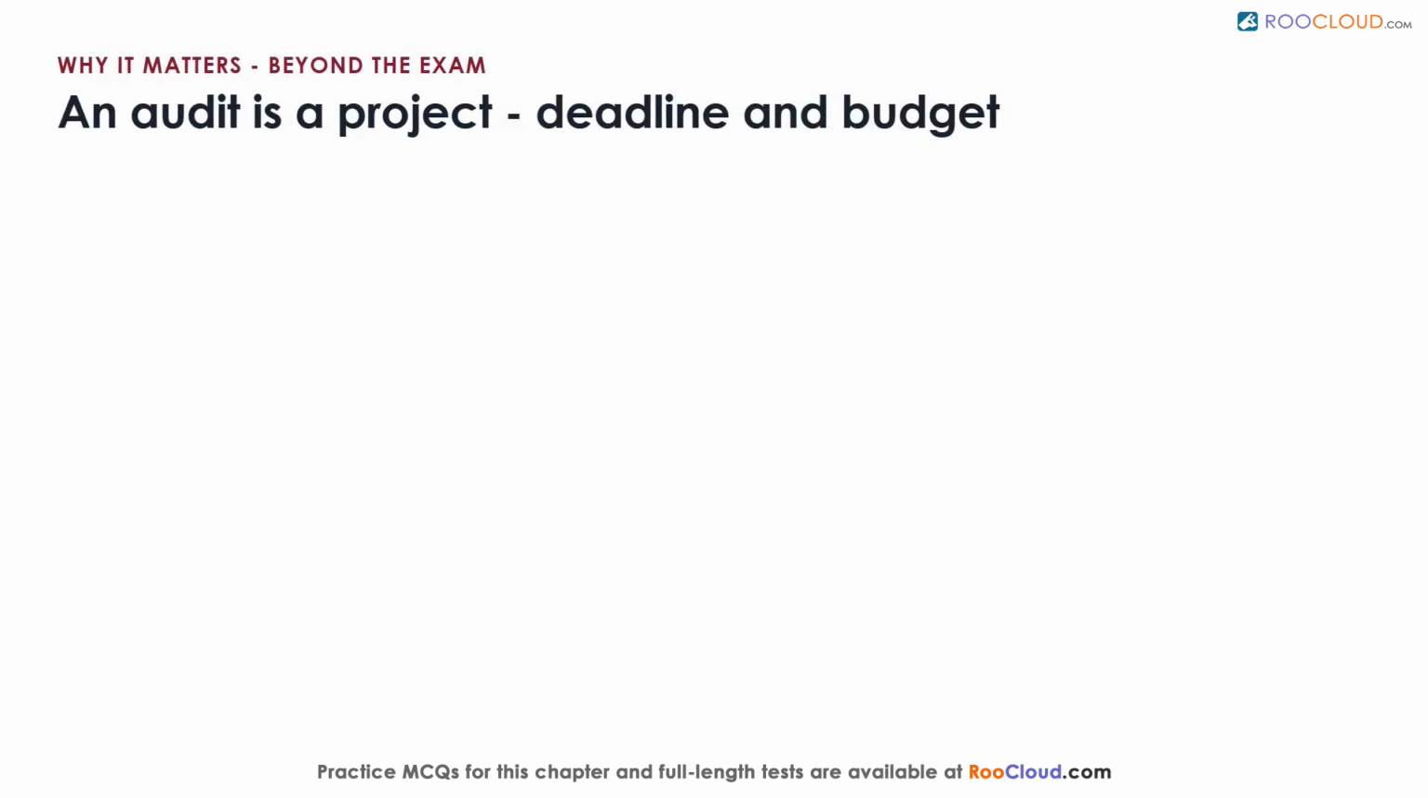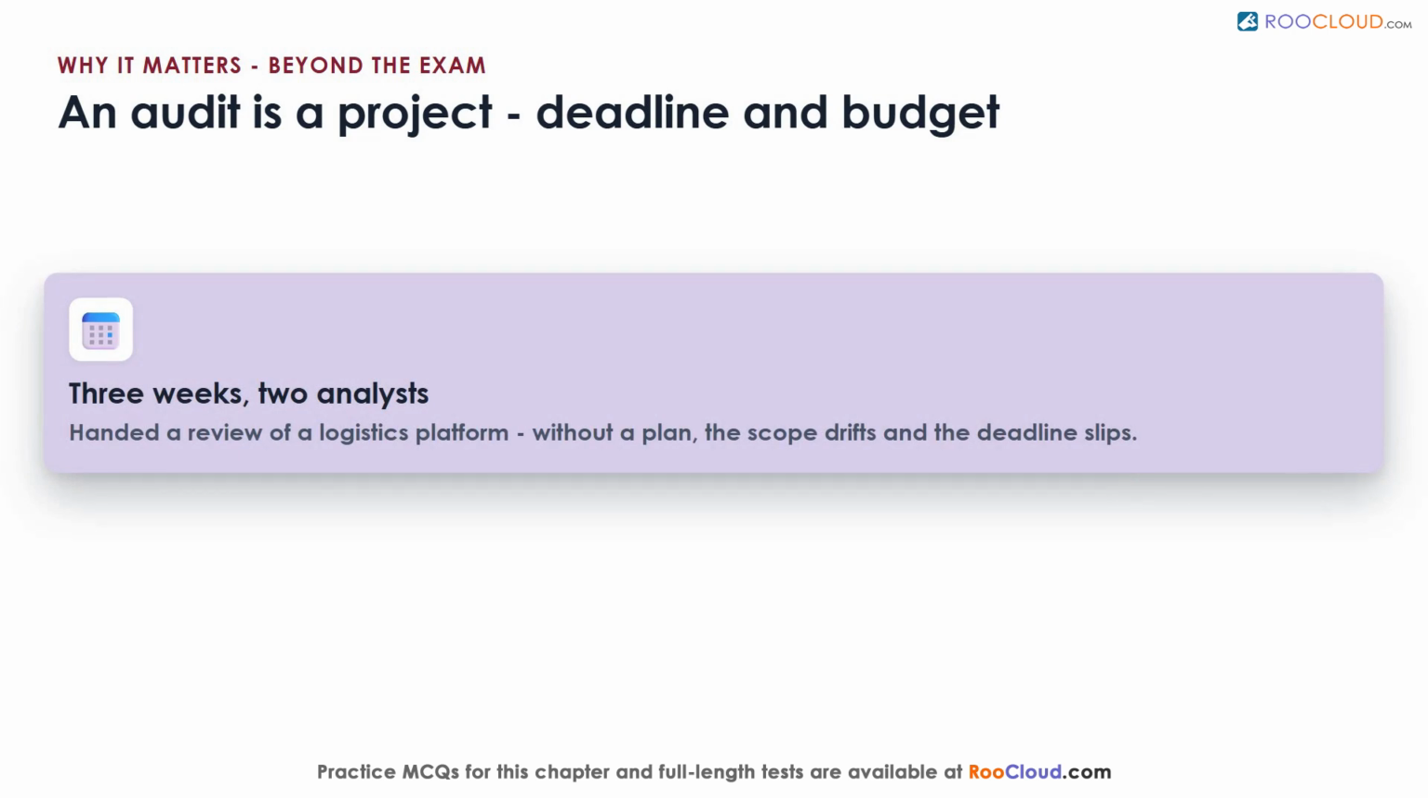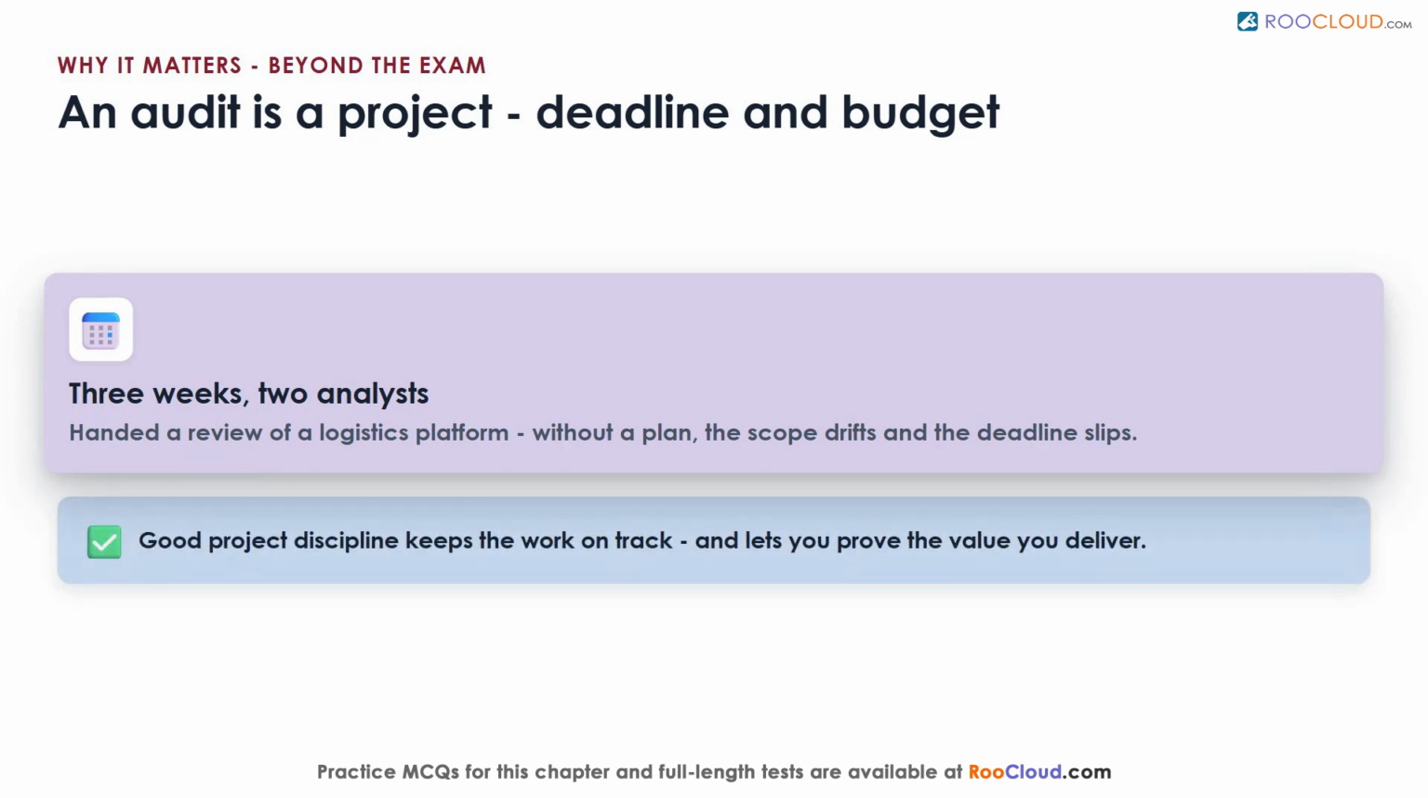Why does this matter beyond the exam? Because an audit is a project with a deadline and a budget. Imagine you're handed a review of a logistics platform. You have 3 weeks and 2 analysts. Without a plan, the scope drifts and the deadline slips. Good project discipline keeps the work on track. And it lets you prove the value you deliver.